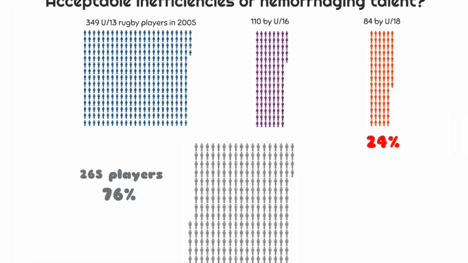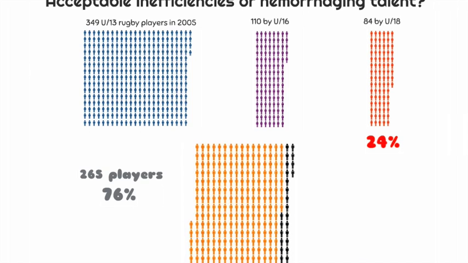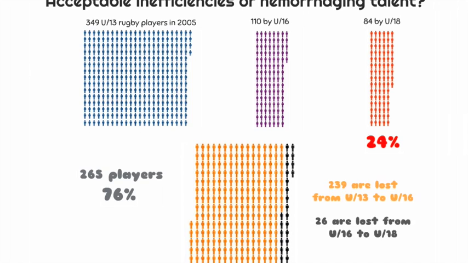But when we look at the under-16 competition, we can see that the disappearance has already happened. So 349 has become 110 within the first 3 years, and then 110 becomes 84 over the course of the next 2 years. And so what it means is that of those 265, 239, which is by far the majority, are lost between the ages of 13 and 16. And then from this point onwards, only 26 are lost. And so what does that tell us? Well, it tells us a number of things.